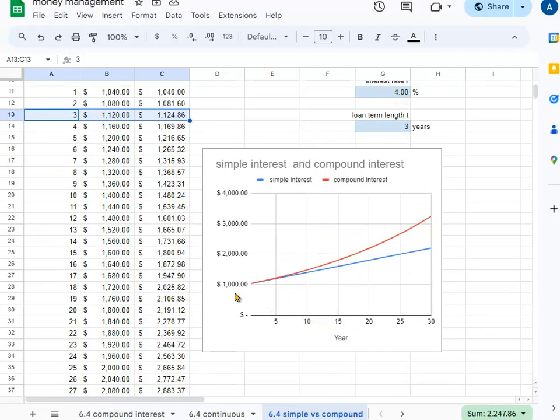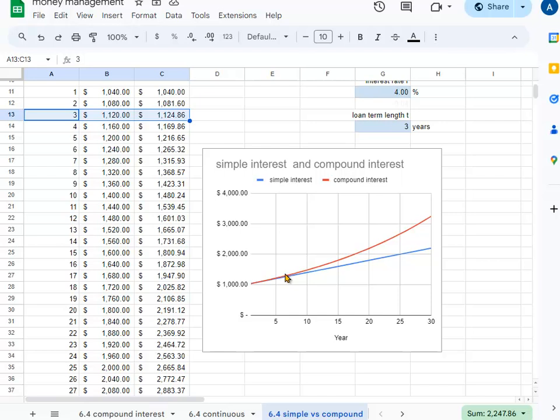This one here, 3 years, by the way, is here approximately. So it starts at $1,120. Notice that for a very short time, 3 years in this case, there isn't much difference, $4.86, right? But the more time, simple interest goes up linearly, so you keep adding $40 each time.